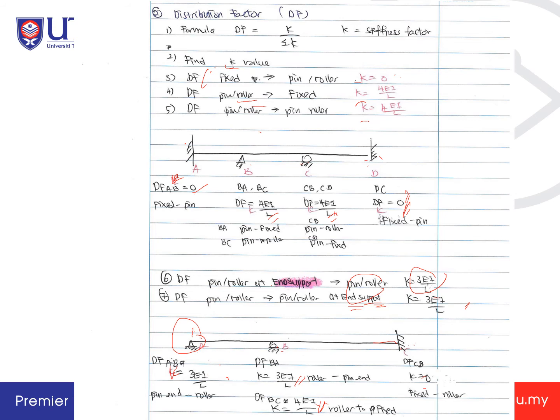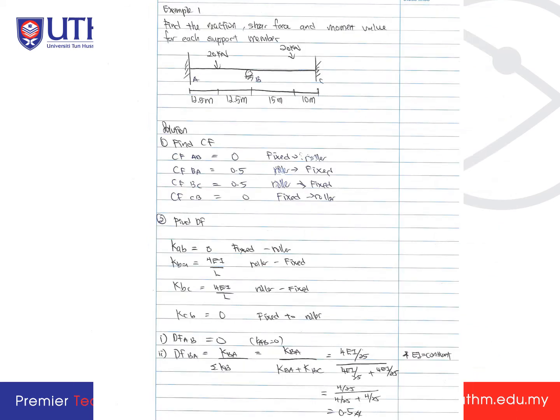After you get this, the distribution factor is K over total K, so you will have to use all these K. So let's go to the example. Example 1: find the reactions, shear force and moment value for each support member, supports A, B, C. 20 kilonewton, 20 kilonewton, 12.5 meter, 12.5 meter, 15 and 10.